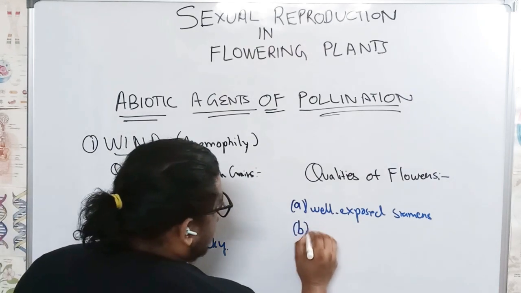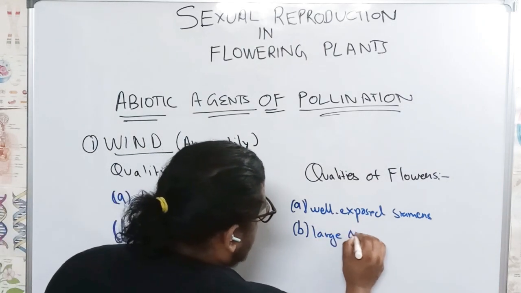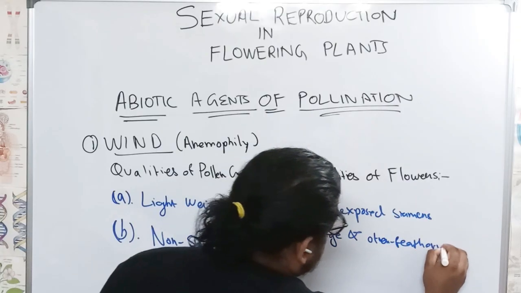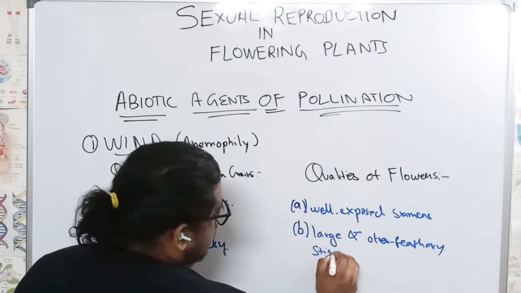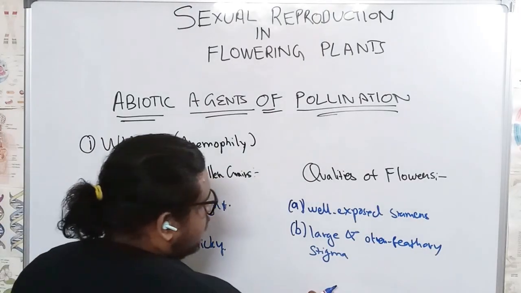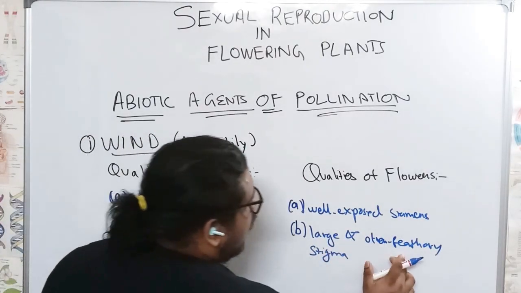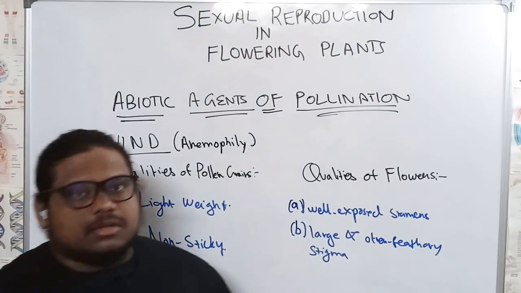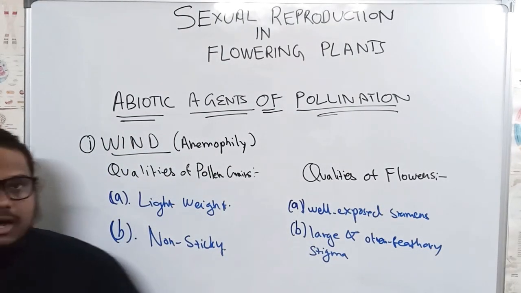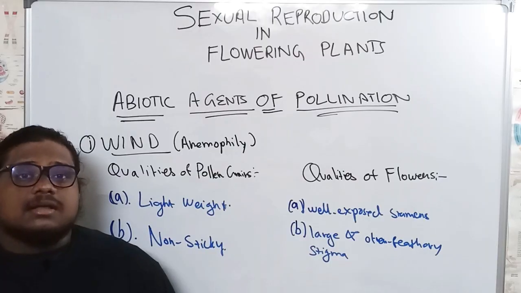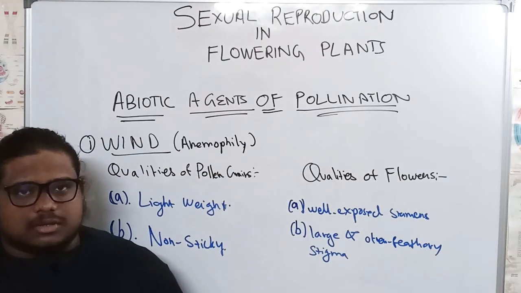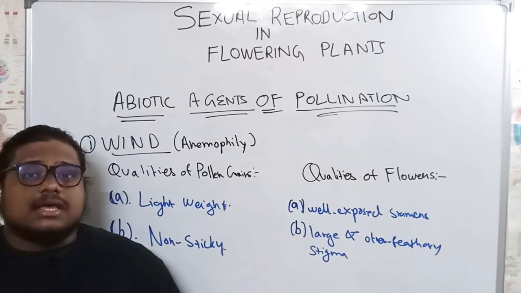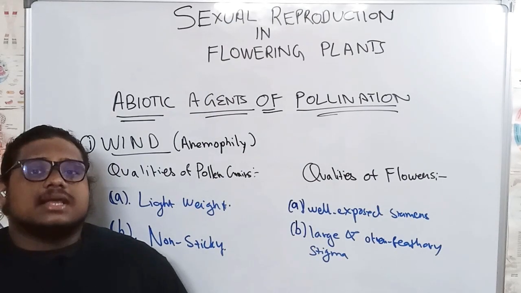Second, they have large and often feathery stigma. The flowers have large and often feathery stigma. The stigmas of these flowers are very large. They are very large in size and they are feathery, meaning they are like a feather. Why so? Because these feathery stigmas are open in the wind, so that they can catch pollen grains from the wind very easily.